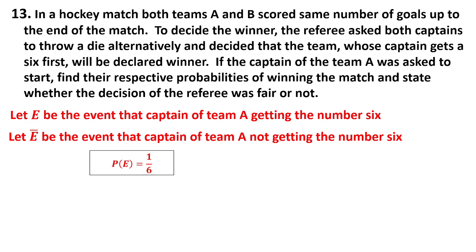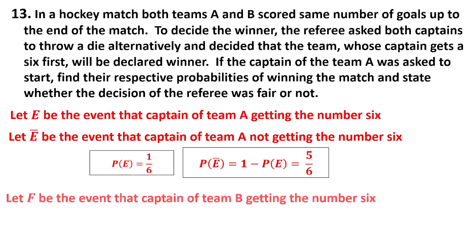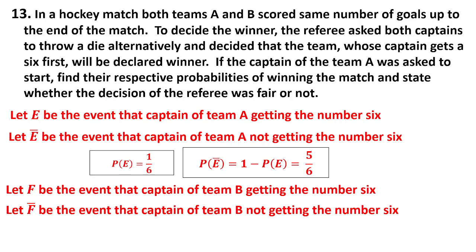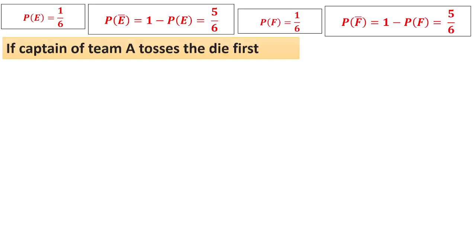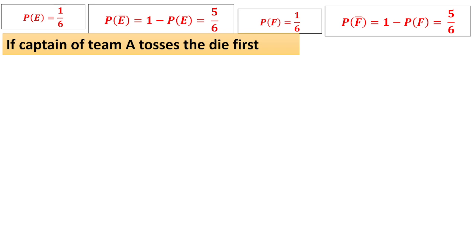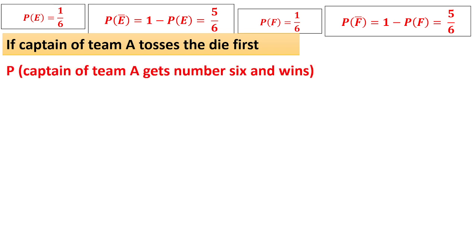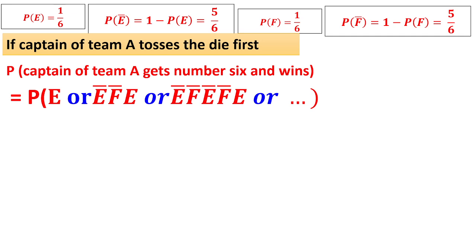P of E is 1 by 6, all of you know. E complement is 5 by 6. Let F be the event that B gets the number 6. P of F is 1 by 6 and P of F complement is 5 by 6. Now what will happen now? If the captain A throws the die first, then gets the number 6 and wins. Therefore, either he gets E, or he is not getting it, then B is not getting it, then he will get a chance. Therefore, E complement F complement E, both of them are getting 2 chances.